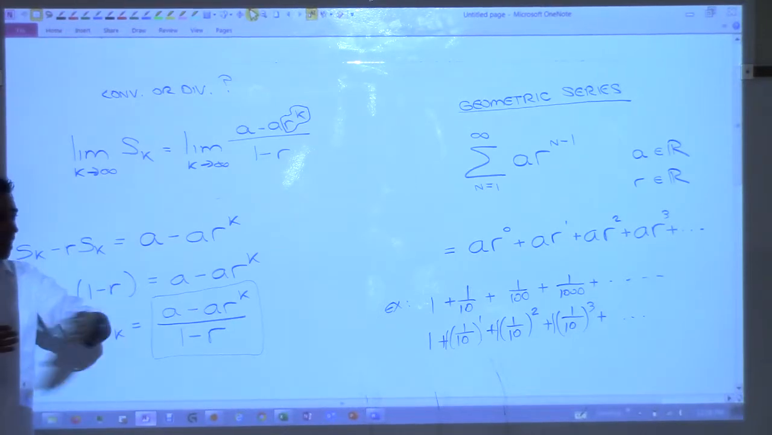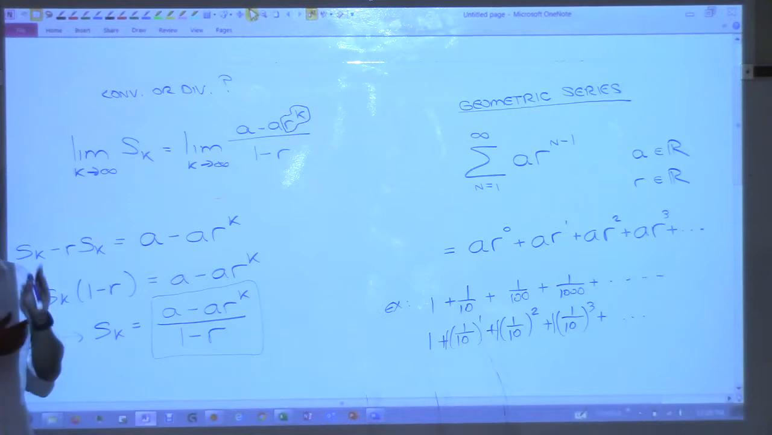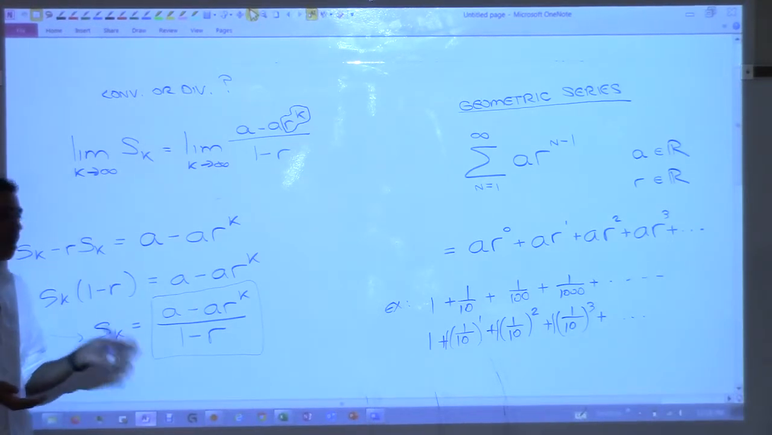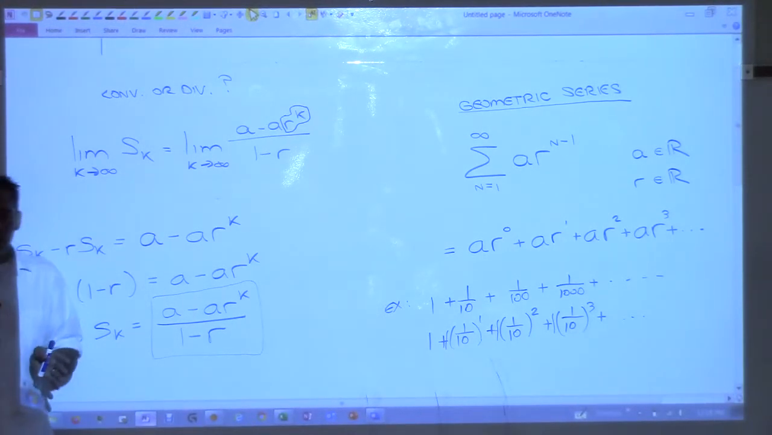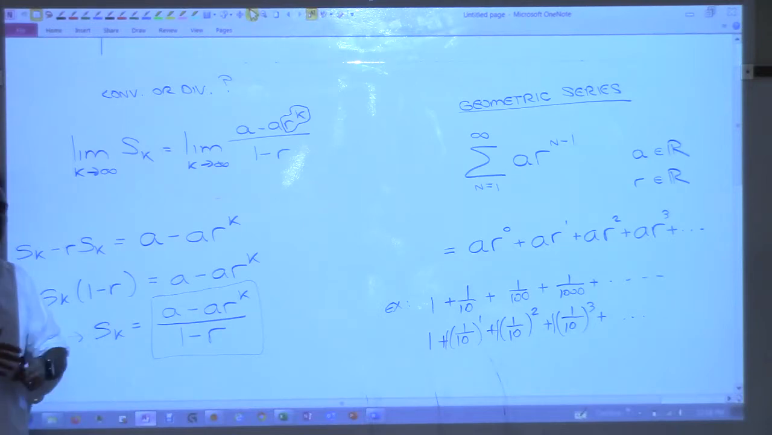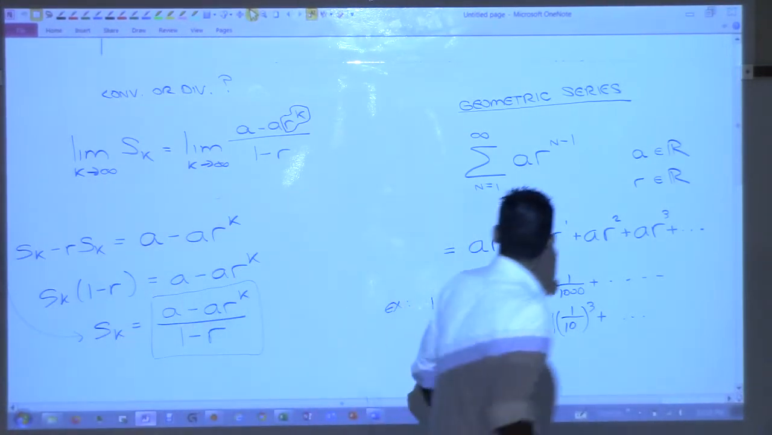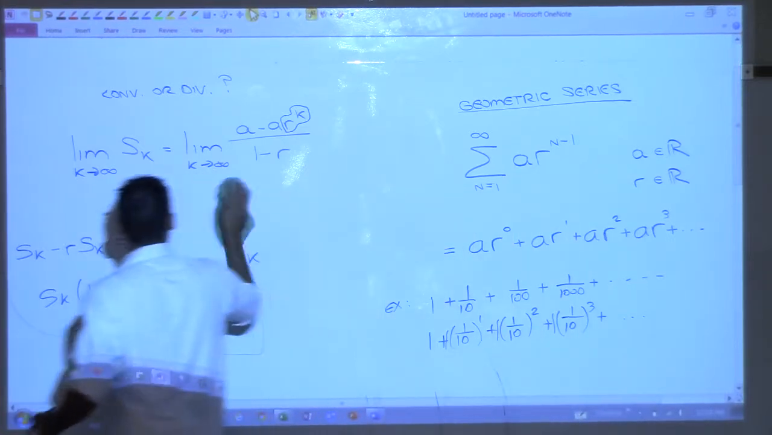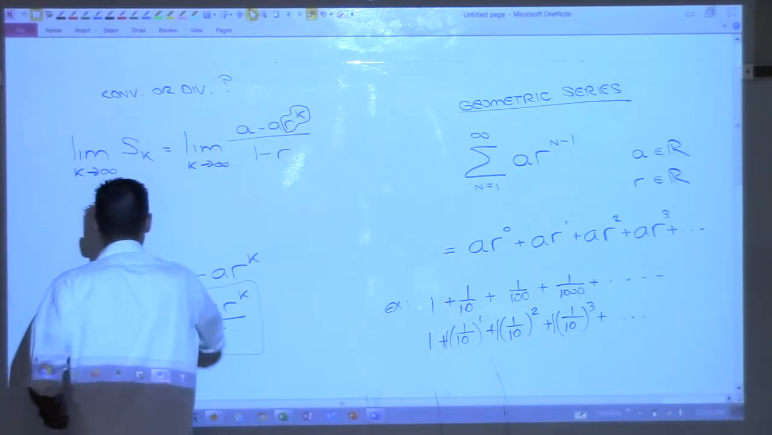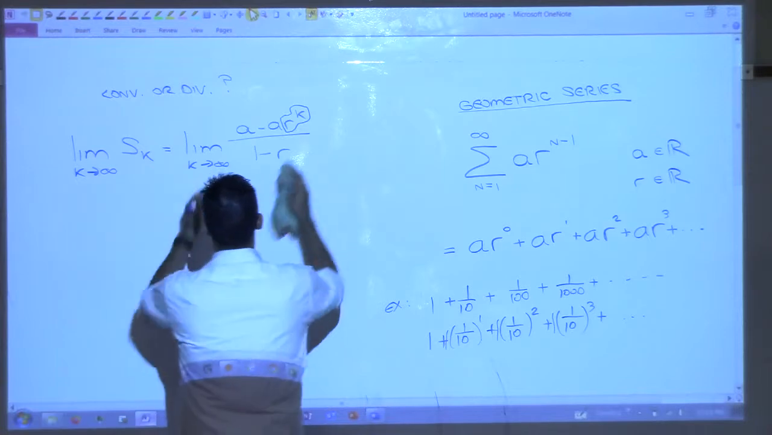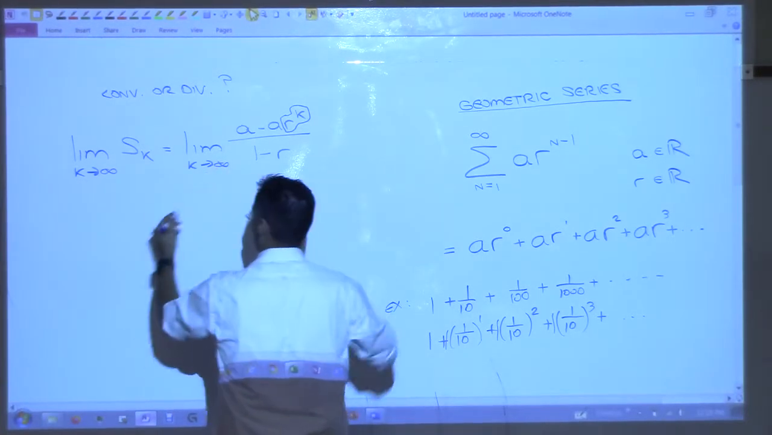Didn't we do that last class? We went through the whole thing. We said, well, if r is 1, it converges. If r was bigger than 1, it diverged. If r was between 1 and negative 1, it converged. And if r was negative 1 or less, then it's divergent. So we went through that whole thing last class. I know we did.